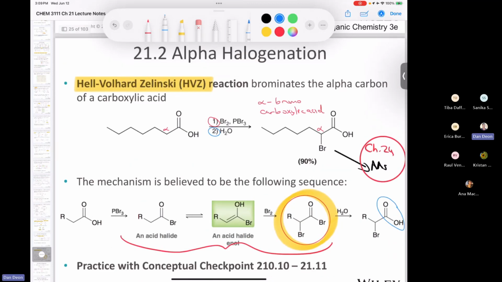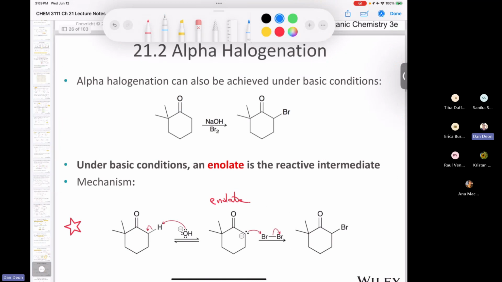Then we looked at the Hell-Volhard-Zelinsky, the HVZ reaction, which gives you an alpha bromo carboxylic acid, kind of a weird functional group. And you might be wondering, why would you even do that? Again, I told you all will be revealed in chapter 24, because we do a whole chapter on amino acids, and we'll talk about how you make an amino acid from an alpha bromo carboxylic acid. And then we said it turns out that you can also do this alpha bromination using sodium hydroxide as well. It doesn't have to be an acid. Either one is totally fine.